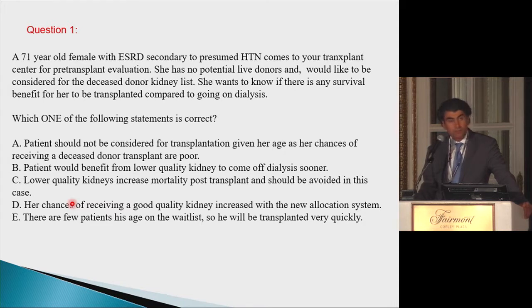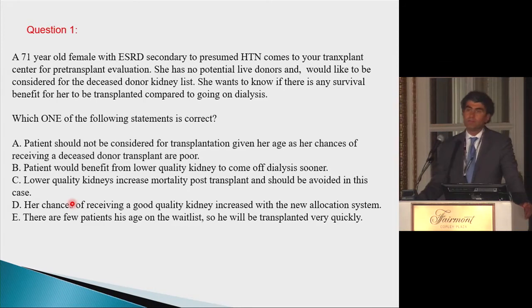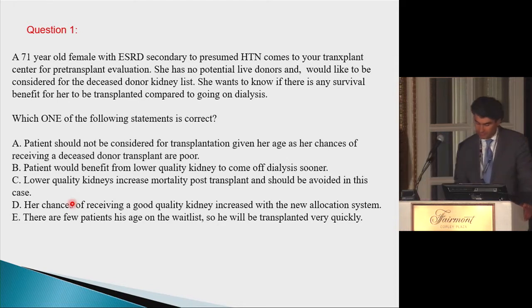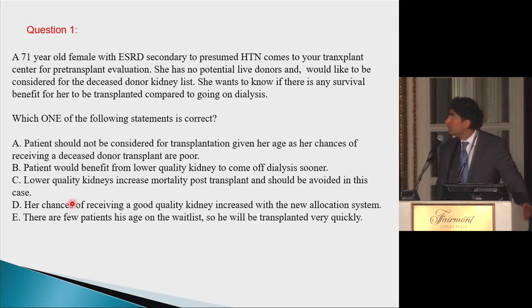Patient should not be considered for transplant given her age, as her chances of receiving a deceased donor transplant are poor. Patient would benefit from a lower quality kidney to come off dialysis sooner. Lower quality kidneys increase mortality post-transplant and should be avoided in this case. Her chance of receiving a good quality kidney increased with a new allocation system. There are few patients her age on the wait list, so she will be transplanted very quickly.